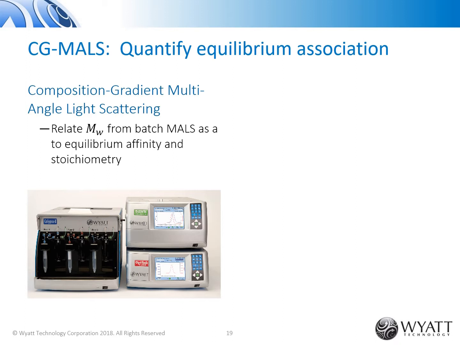We've already seen how to apply MALS to a fractionation system like SEC. CG-MALS is applied to batch or unfractionated samples. To do this, we create a series of different compositions and inject them into our light scattering and concentration detectors. The MALS detector then determines the molar mass at each composition, and we can relate the change in the molar mass to the formation of complexes in solution.